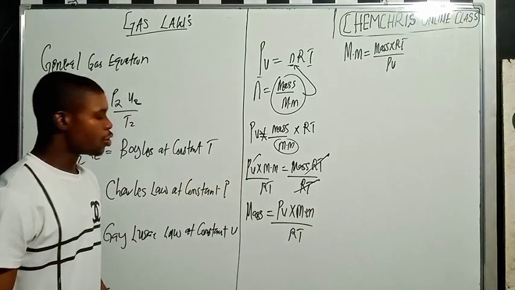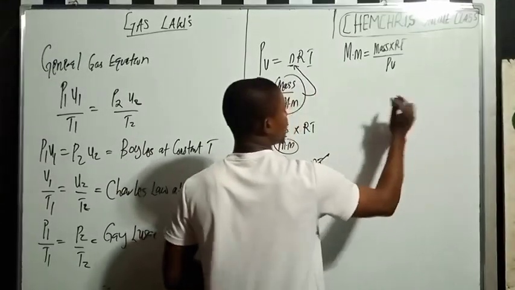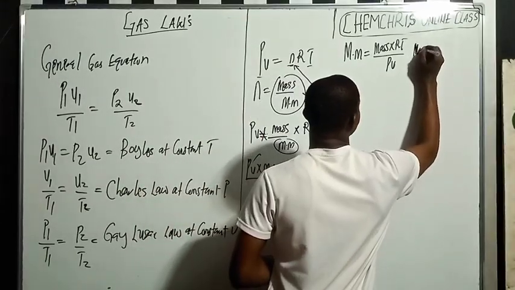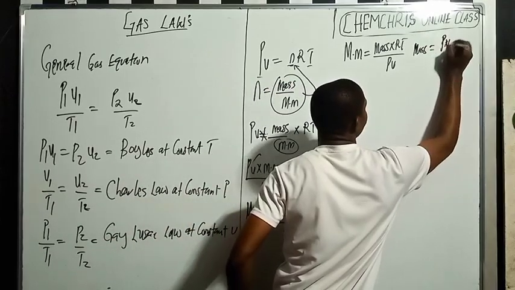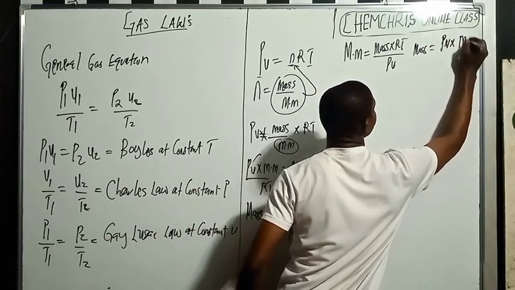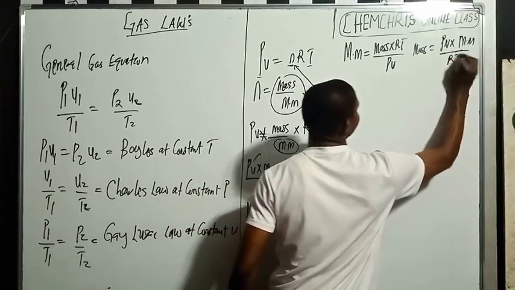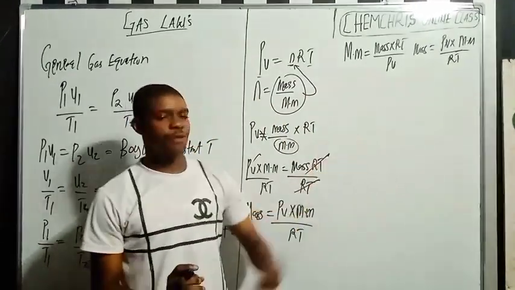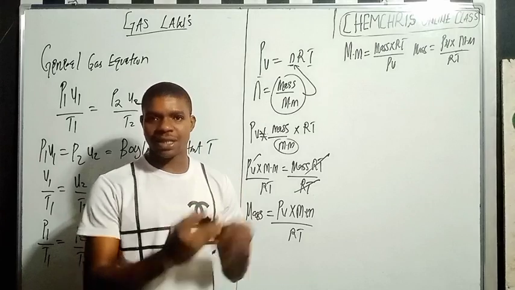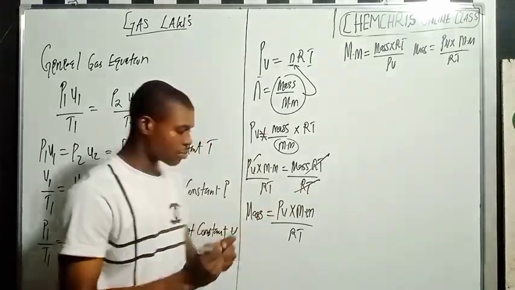Can you see that? So I have another formula for mass. Oh, there's no space here, but let me manage it. Mass equals PV times the molar mass over RT. Whenever you are solving ideal gas equation questions, you cannot escape these formulas I'm showing you, because you are going to see questions on them. So that's why you want to pay close attention.